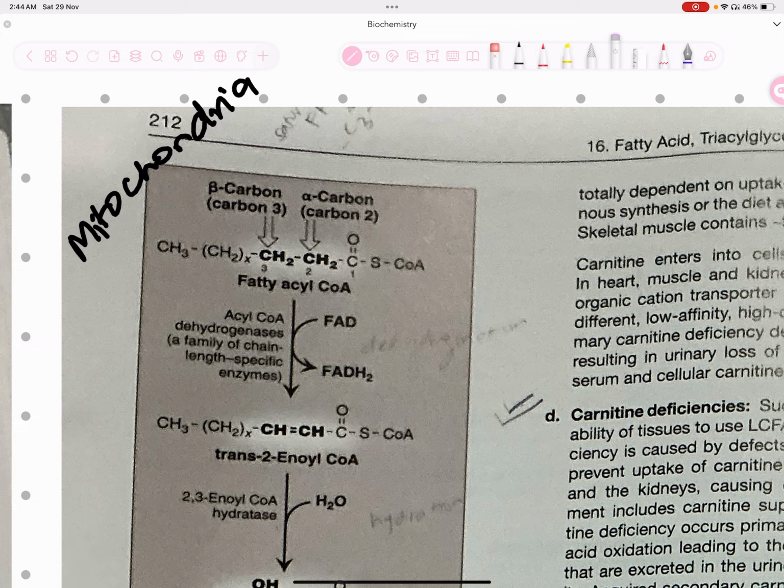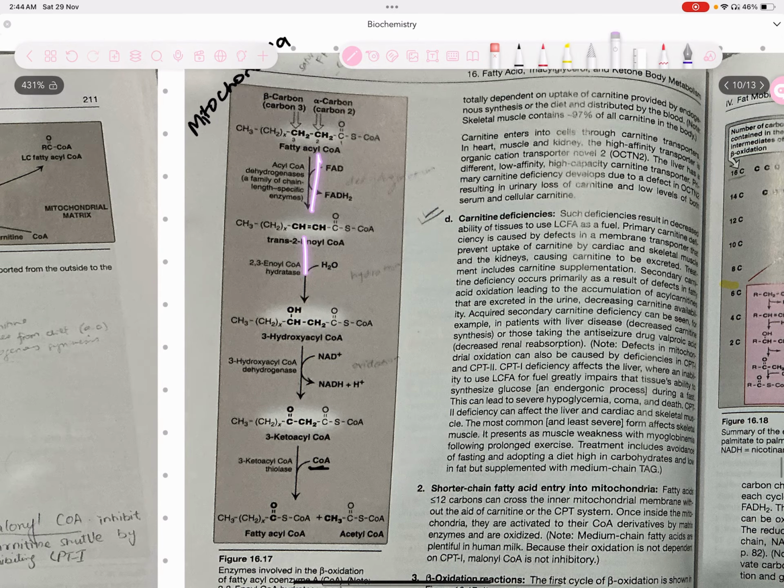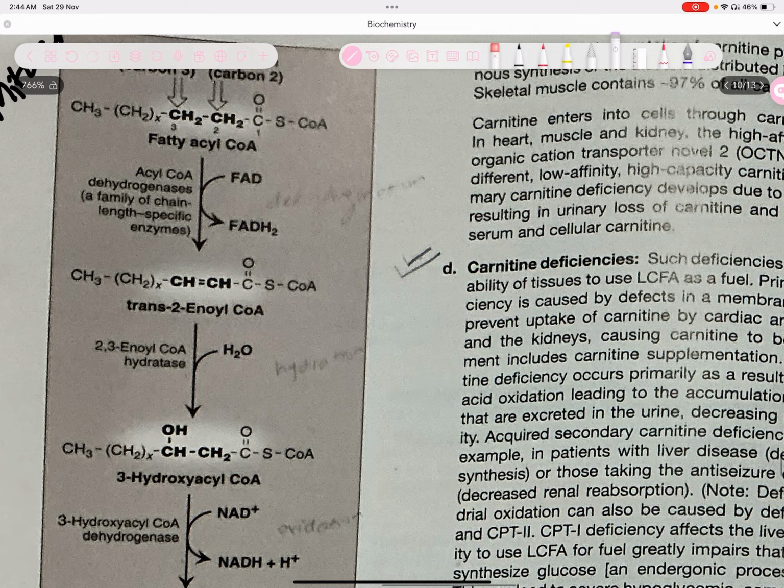Now, fatty acyl CoA is going to undergo beta oxidation, and there are four steps. They are all repeated over and over again depending upon the number of carbons of the fatty acid. First step first, you will have oxidation that produces FADH2. So this is your first reaction.